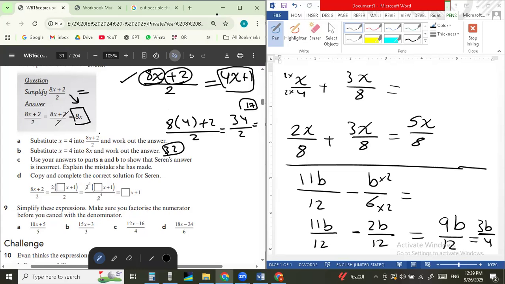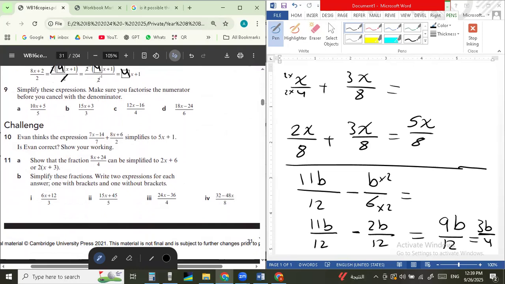All right, here. Look at this, copy and complete the correct solution for Siren. 8x plus 2 over 2. We got a factor out, which is the 2. So 8x divided by 2 is 4x. Positive 2 divided by 2 becomes positive 1. So bye-bye to the 2 and the 2, like what they have shown you here. What is going to be remaining? 4x plus 1 is remaining, like what we've done up there.